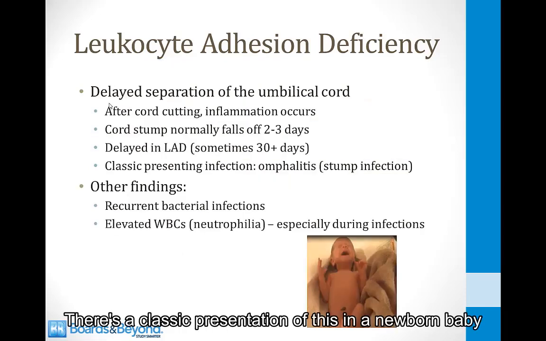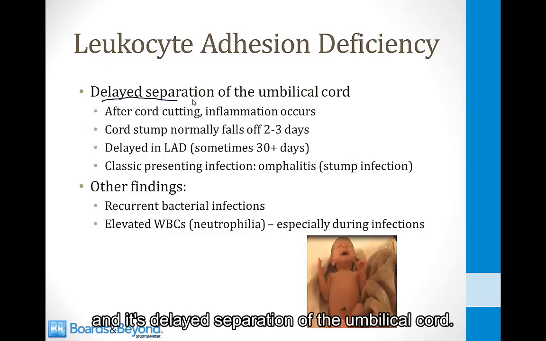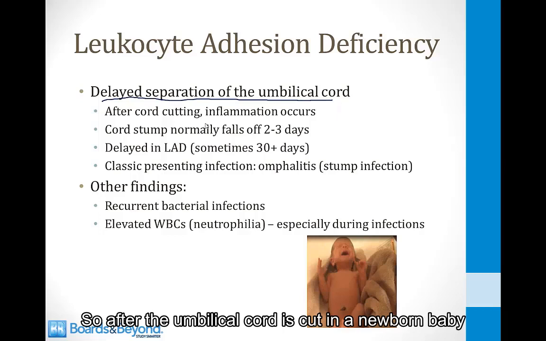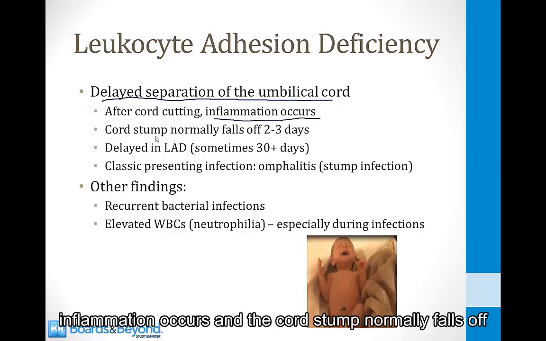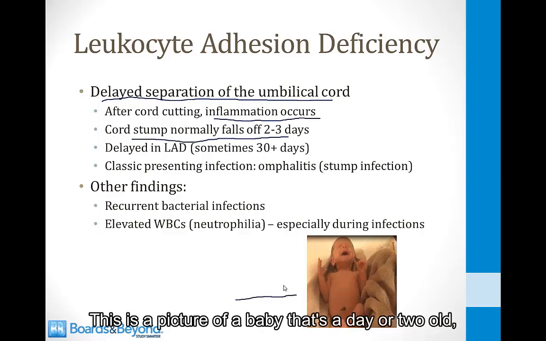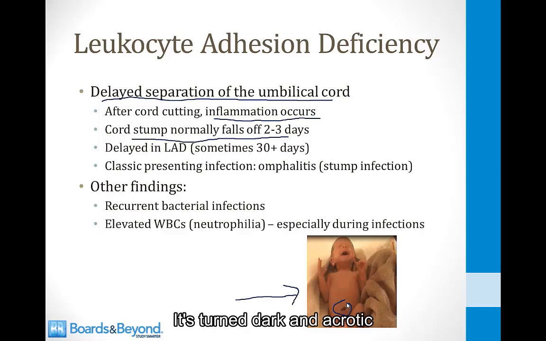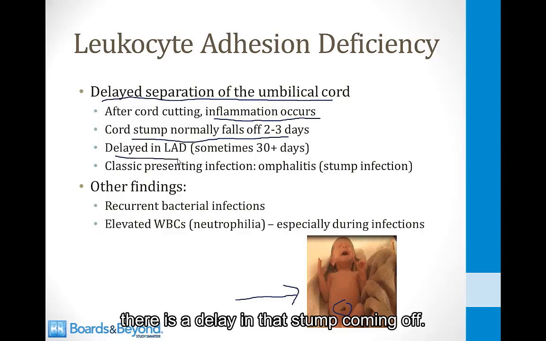There's a classic presentation of this in a newborn baby that's very easy to recognize in a board question stem, and it's delayed separation of the umbilical cord. So after the umbilical cord is cut in a newborn baby, inflammation occurs, and the cord stump normally falls off in about 2 to 3 days. This is a picture of a baby that's a day or two old, and you can see the cord stump right here. It's turned dark and necrotic, and it's going to fall off very soon. In leukocyte adhesion deficiency, there is a delay in that stump coming off.